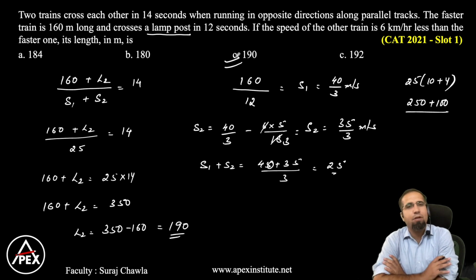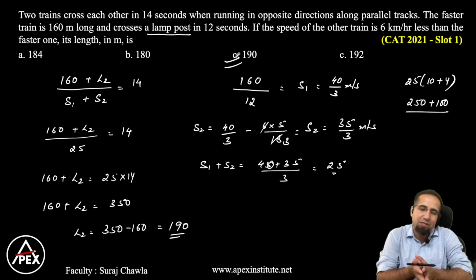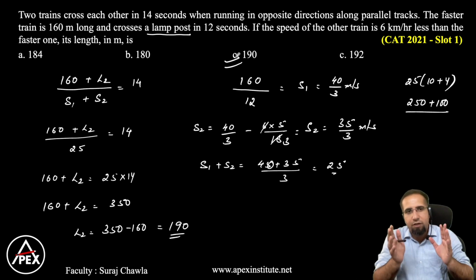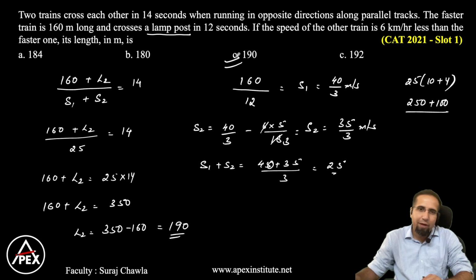A very simple question. All we have to understand is that when the train is crossing an object of a specified length, the total distance covered is the length of the train plus the length of the object. And if the train is crossing an object of no length or insignificant length, we assume the total distance covered is the length of the train only. Right? Let's look at the next question.